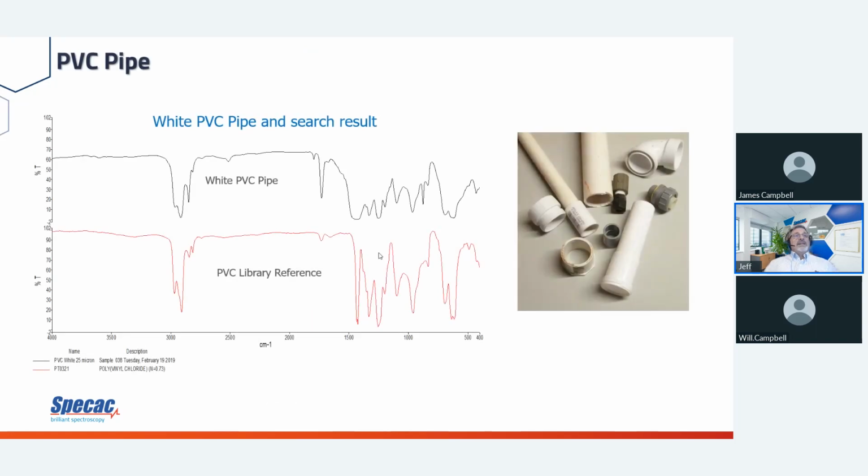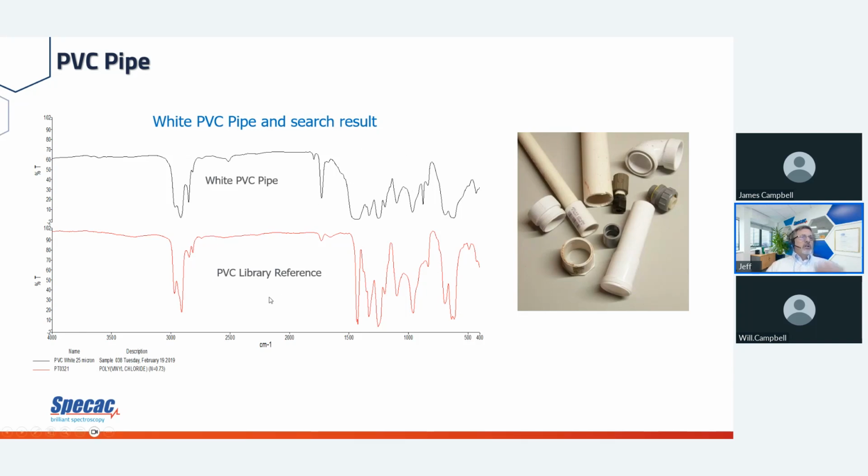Something I did quite a while ago is I wanted to take a look at another transmission type accessory, white PVC pipe. As you can see, you have the PVC pipes here. They look a lot like plumbing fittings. That's exactly what they are. So I did that by thin film. I used one of our thin film makers, put the piece of PVC in there, squished it down to about 25 microns, and got a good transmission of it.